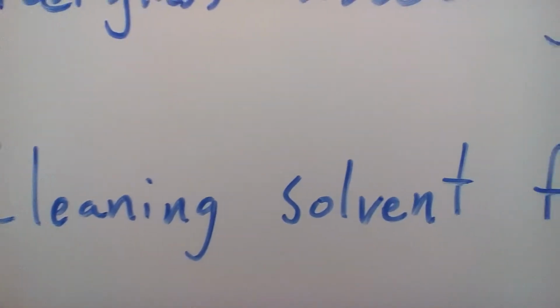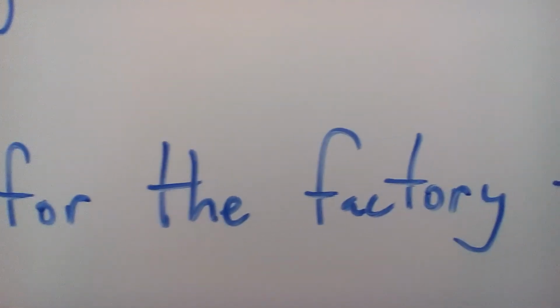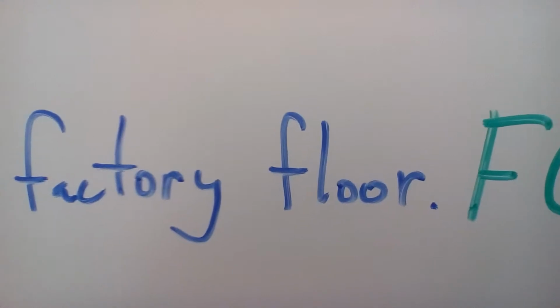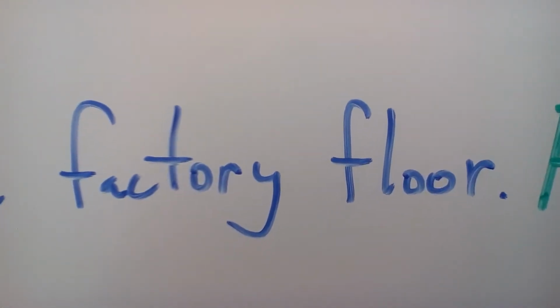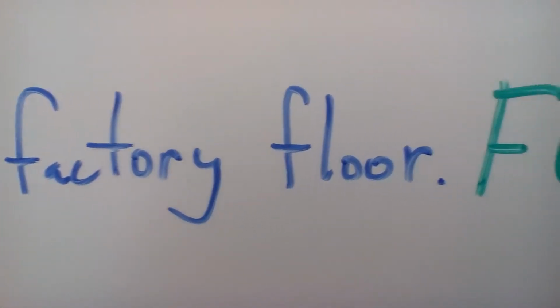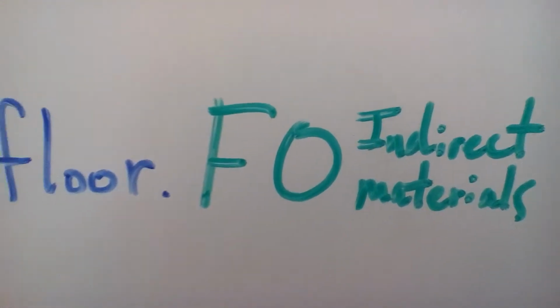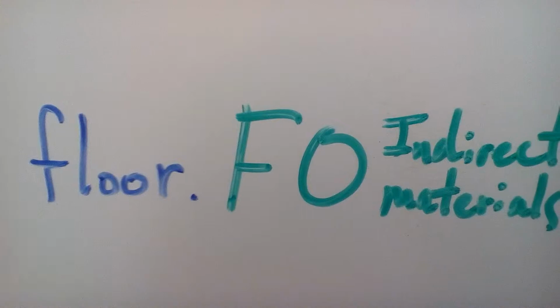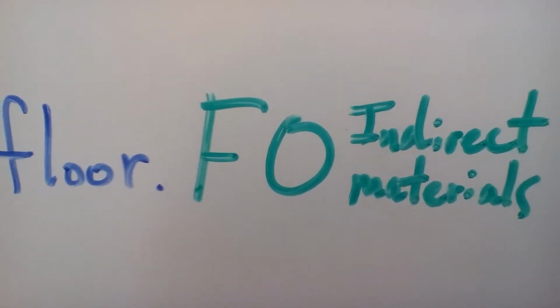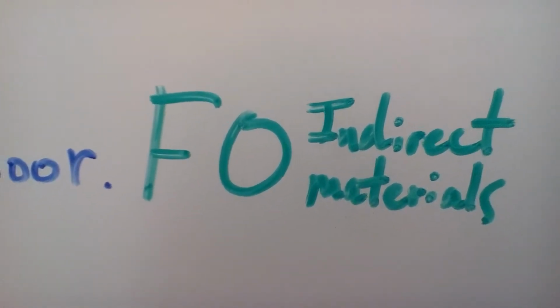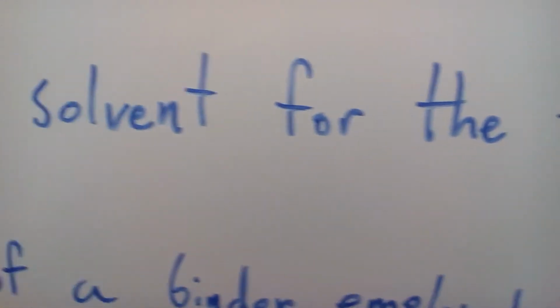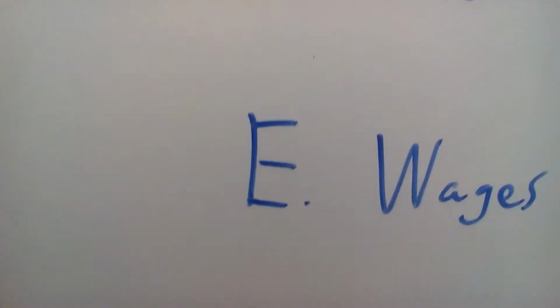Okay, this one, cleaning solvent for the factory floor. Now you might think, direct materials. No, it's actually factory overhead. It's an indirect material, because remember, with small stuff like this, you can't really track it, so you just throw it into overhead. It's indirect. It'll just add to the cost of everything.